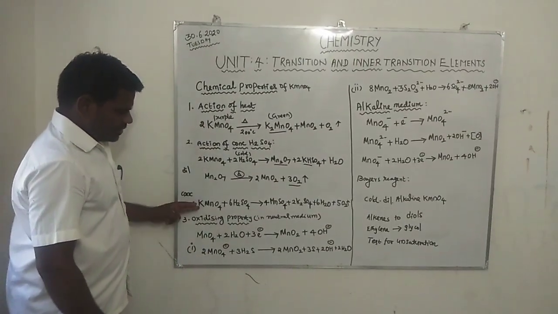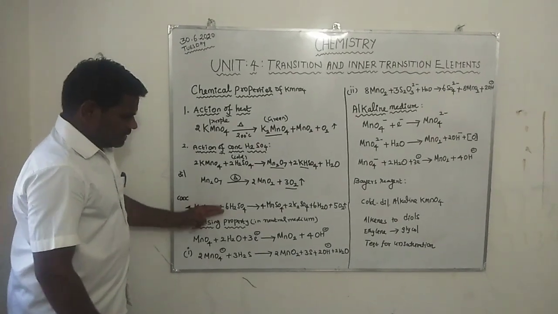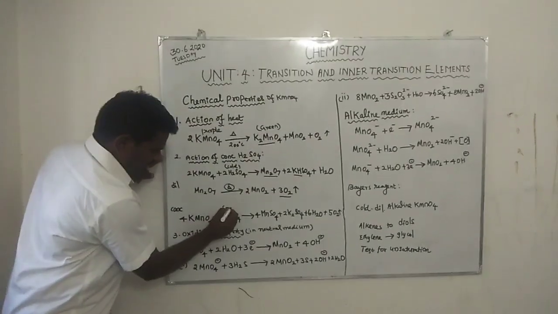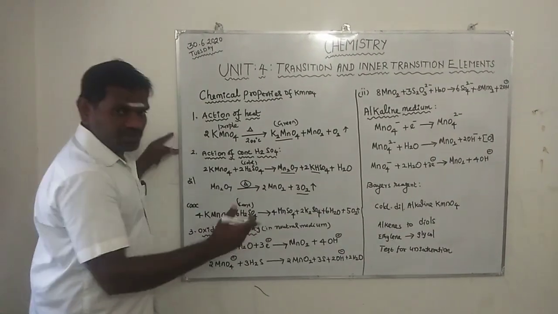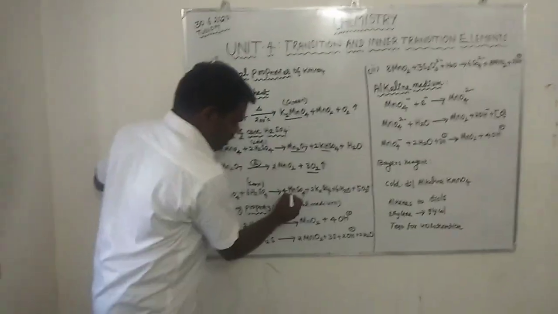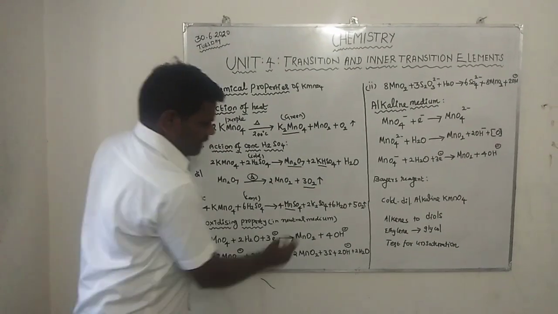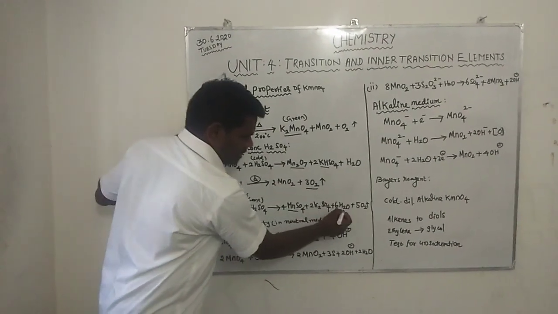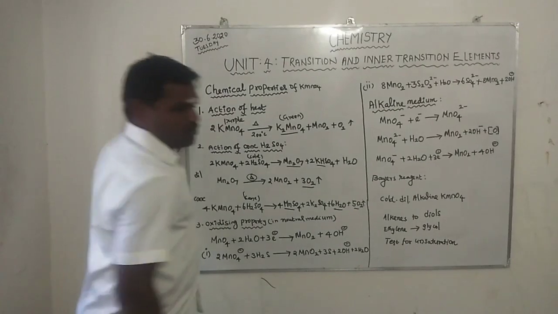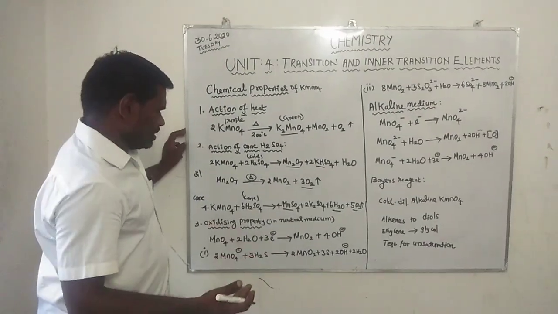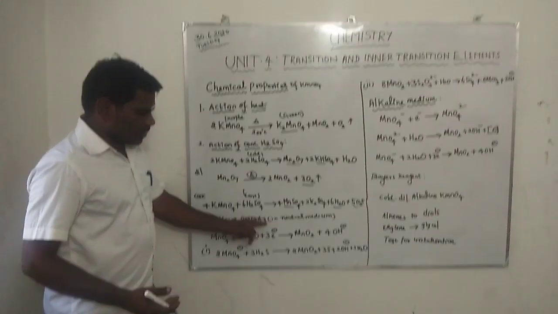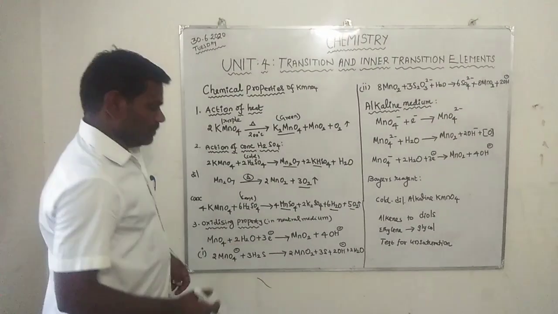The same potassium permanganate is treated with concentrated sulfuric acid to give manganese sulfate and potassium sulfate, water molecule and 5 moles of oxygen evolved. The next very important topic, the oxidizing property in neutral medium.